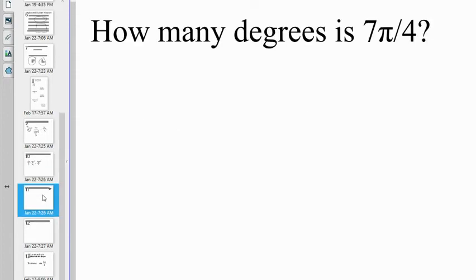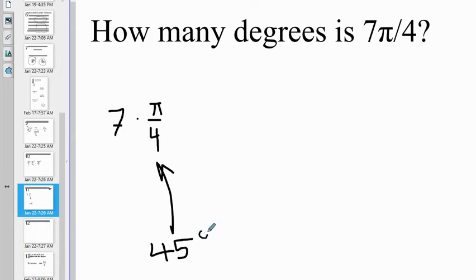What I'd like to focus on is something like 7 pi over 4. I realize I've got that written as 7 pi over 4, but I'd like you to think of it as 7 times pi over 4. Because pi over 4, that's 45 degrees. Pi was 180 degrees, and 1/4 of that is 45 degrees.